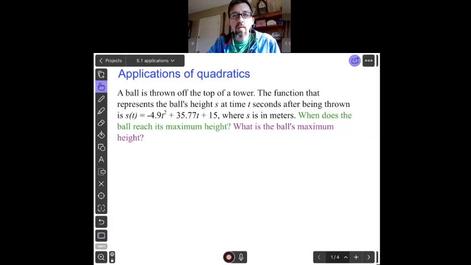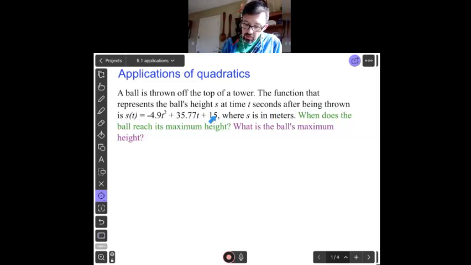Okay, so looking at applications, let's read through the problem real quick. A ball is thrown off the top of a tower. We have a function that represents the ball's height, s. A lot of times in physics questions, we see this letter s used for height rather than h. Unfortunately, but I'm just going to use that. So s at t seconds after being thrown.